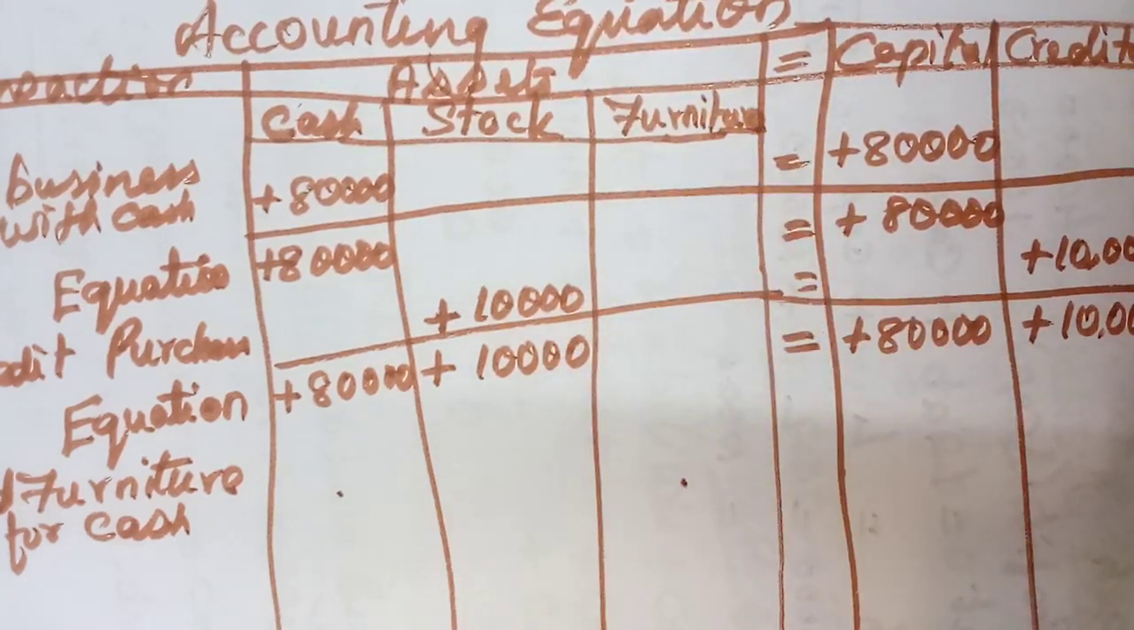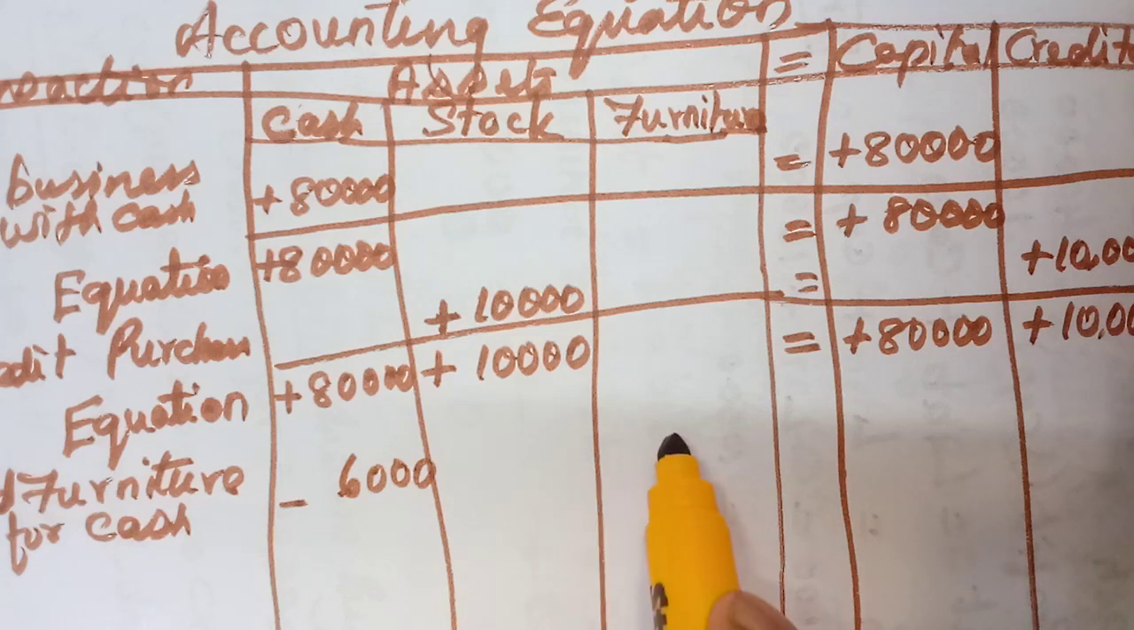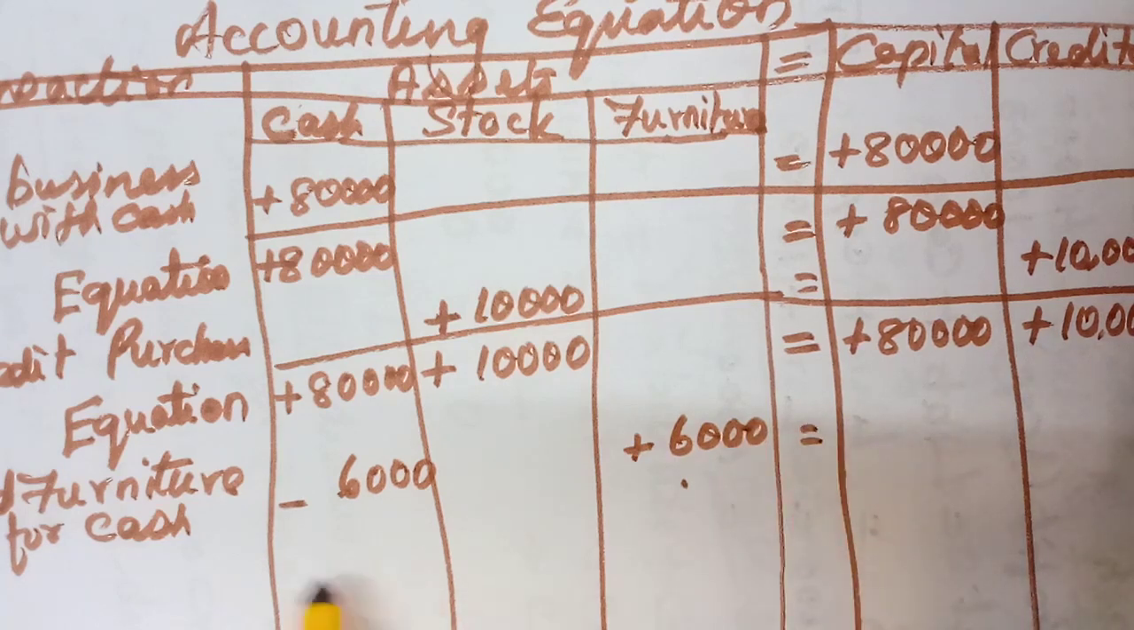So, these two columns only. Here, will it reduce the cash or increase the cash? When we purchase furniture, we are paying cash, so it will reduce the cash. How much is the amount? 6,000. So you write 6,000, writing straight from this 0, not this 8. Then furniture also plus, that is increasing. 6,000. Then all the other things equal.